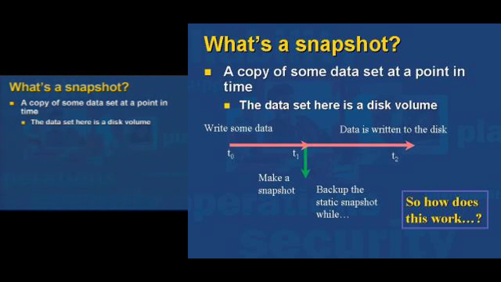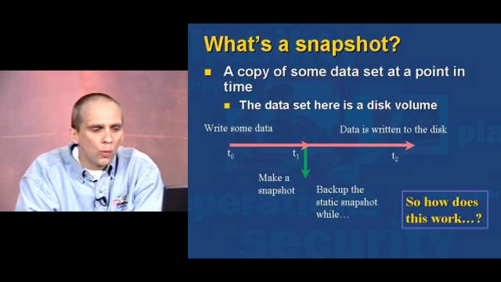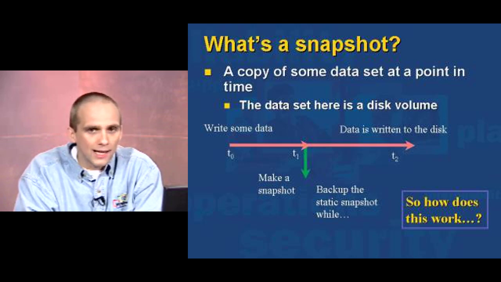So before I progress too far, I want to clarify what is a snapshot. And really, we're defining here a snapshot as a copy of some data set at a point in time. And in Whistler, this data set is a disk volume. In fact, it can be a number of disk volumes.